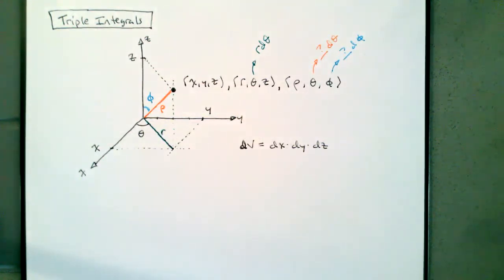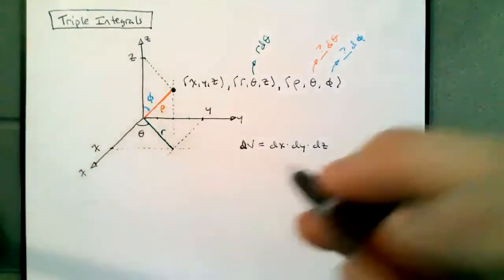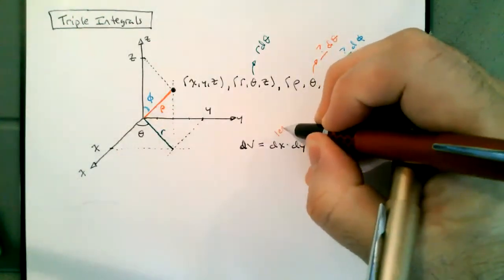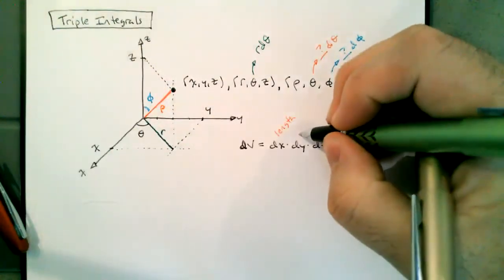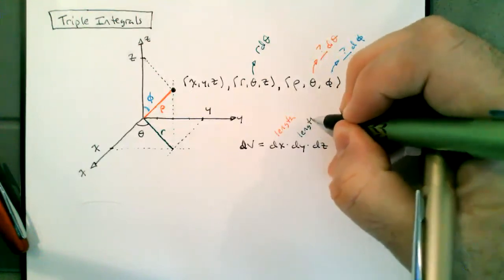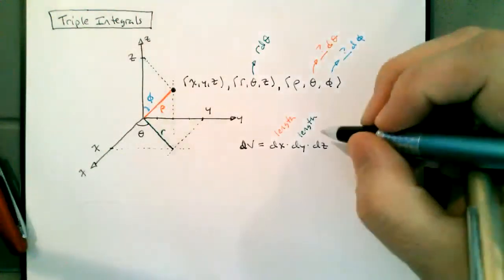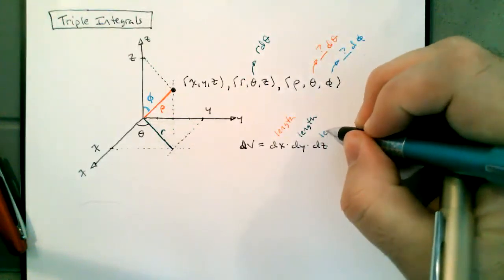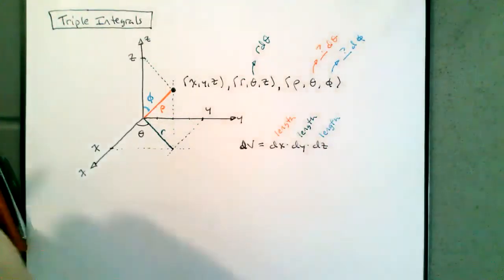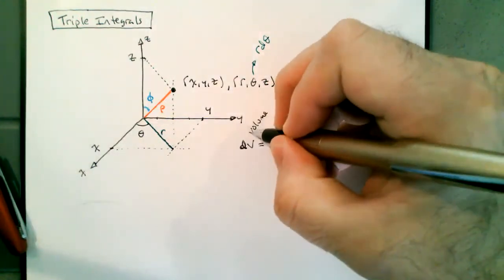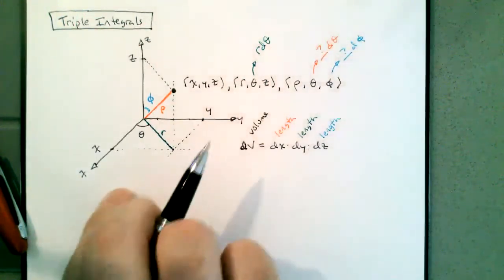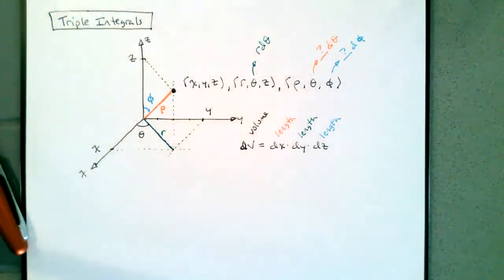In rectangular coordinates, dx, dy, and dz are all lengths. So dV is a volume. What we want is a length. dy is also a length, and dz is also a length, and so that allows dV to be a volume. So I've got meters times meters times meters. That gives me cubic meters. That's a volume.